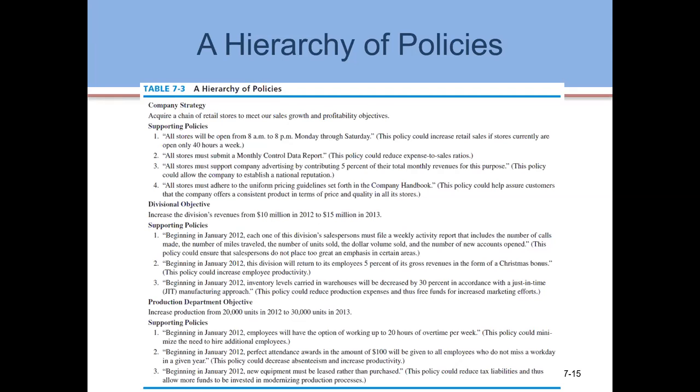Now, the divisional level objectives and policies will be further translated into departmental level policies and objectives. As the production department objectives would be talking about increasing production from 20,000 units in 2012 to 30,000 units in 2013. And the supporting policy for that would be, beginning in January 2012, employees will have the option of working up to 20 hours of overtime per week. So this policy could minimize the need to hire additional employees. So that's how the policies are operational in the technical and practical sense.